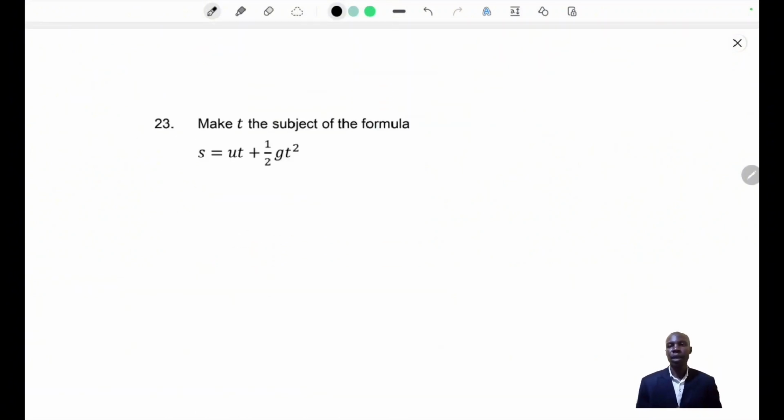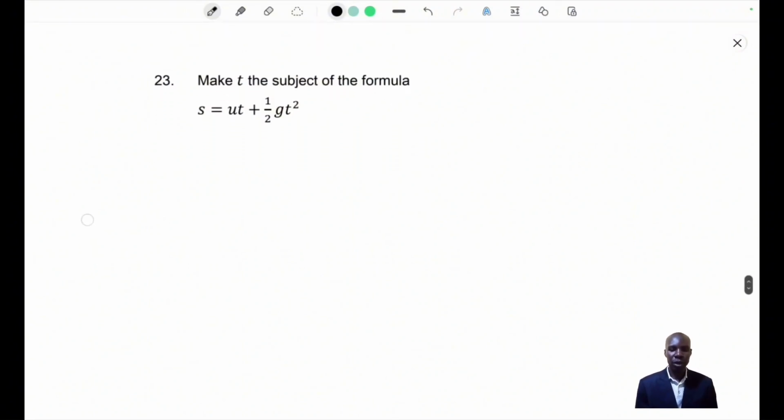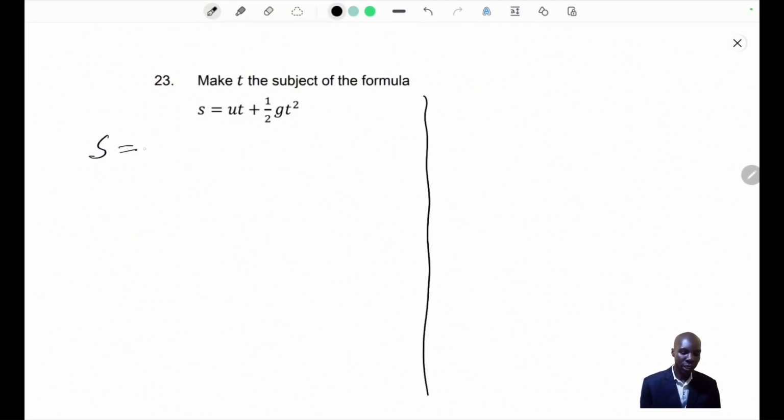Number 23, make t the subject of the formula. So what we are given here, we are told s is equal to ut plus a half gt squared. So that is the equation that we are given.